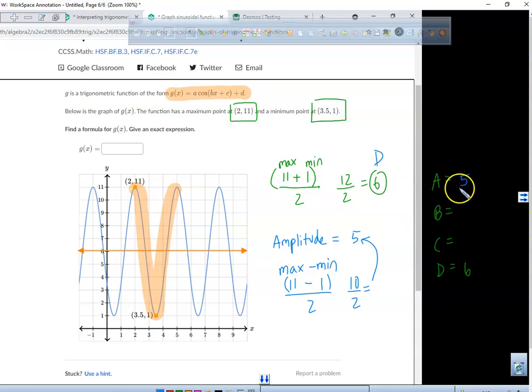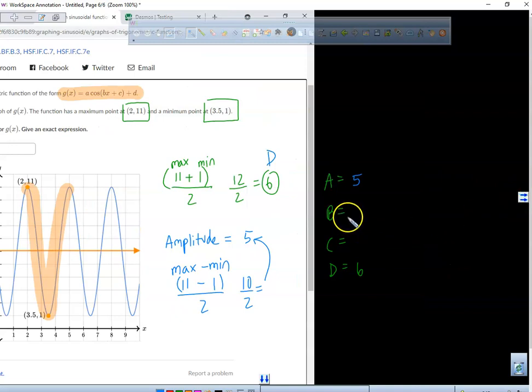Now, why is it 5 and not a negative 5? Because it's a positive cosine graph. It goes down and goes back up. All right, so now 2 things. What do we got to find? The B and the C. Now listen, what does B deal with? What's it connected to? The length of the period, right? So here's what I want you guys to do. B will always equal 2 pi divided by the length of the period.